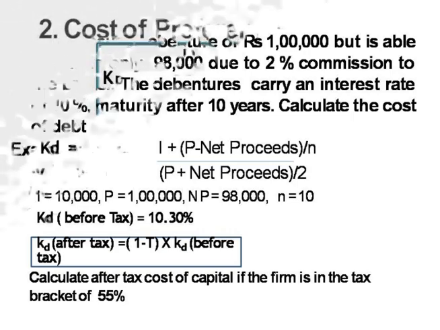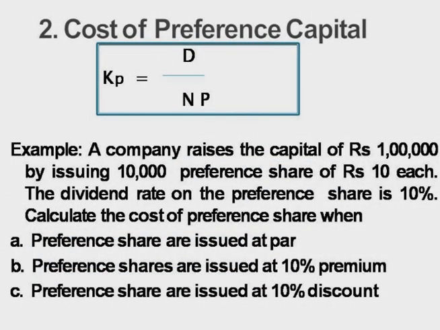Now come to the second instrument, that is the cost of preference capital. The formula is D divided by NP. So please remember that preference is a kind of shares. So on shares you always get dividend, not interest. That is why D divided by NP.